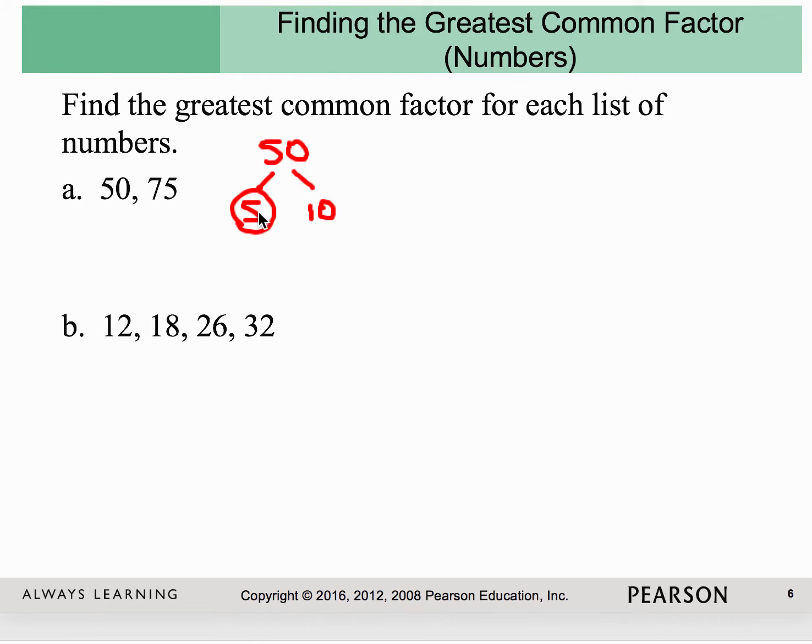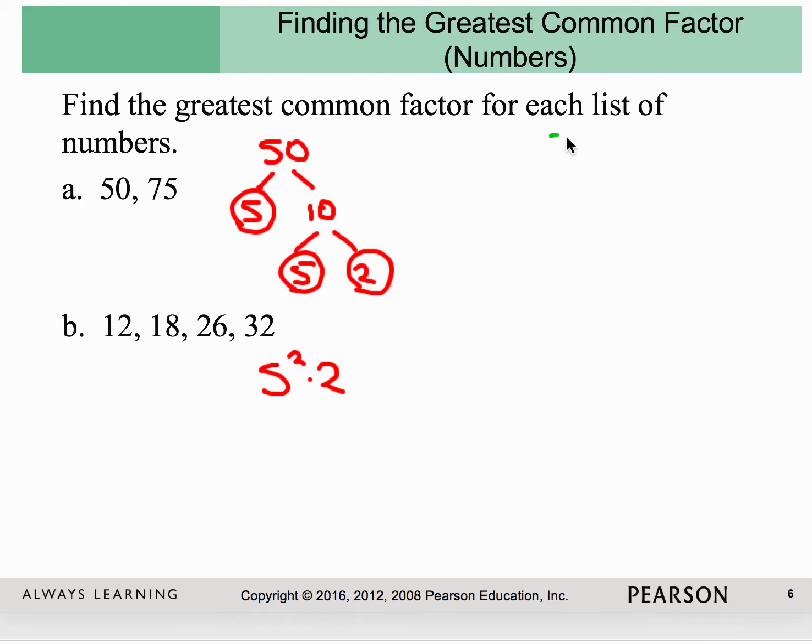Okay, if one of them is prime, I'm going to circle it. Now I can write this one as 5 times 2. Any of them that's prime, I'm going to circle it. So 50 is 5 squared times 2.